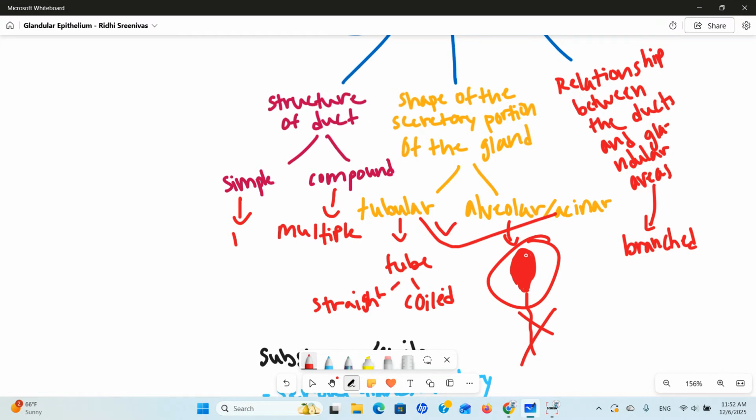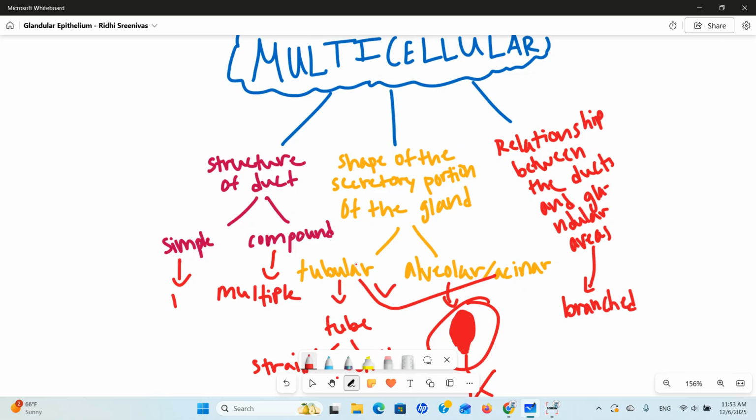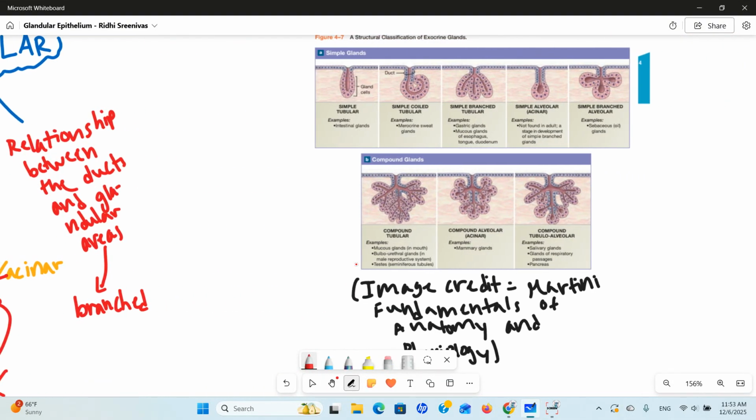And these multicellular glands can also be a combination of both of these sort of structures, and I'll show you guys that image in a minute. But let's look at the third and last classification for multicellular exocrine glands, and that is relating to the ducts and glandular areas. It's pretty simple. If there are multiple secretory glandular areas in the gland that share a duct, these glands are considered branched. Now, let's look at a diagram right here, and I'm going to explain this a bit.